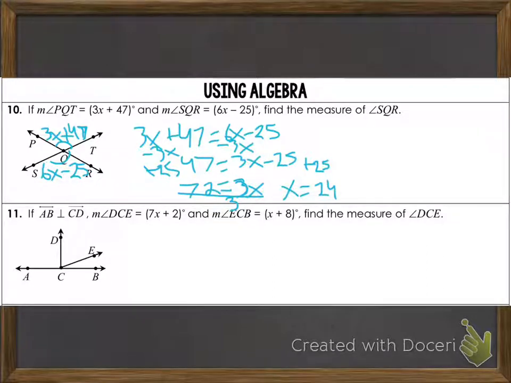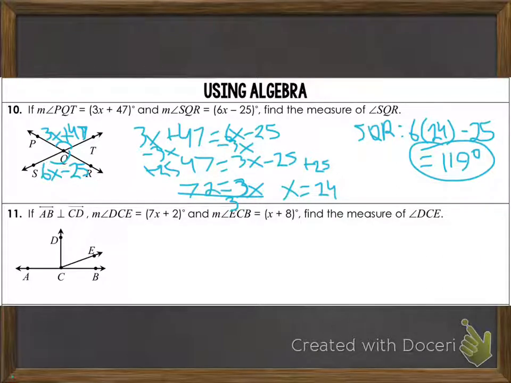So now we can find SQR. Over here, SQR is going to be 6 times 24 minus 25. And then when you solve for that, you get 119 degrees.